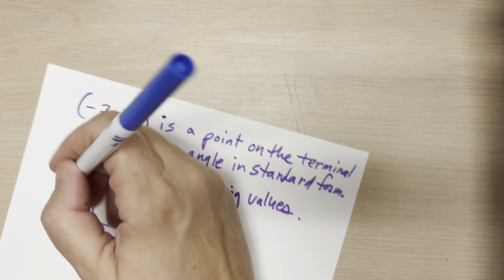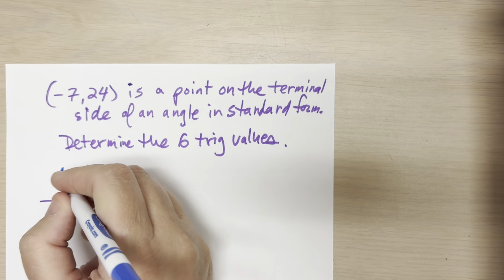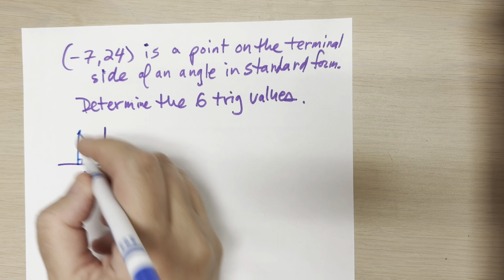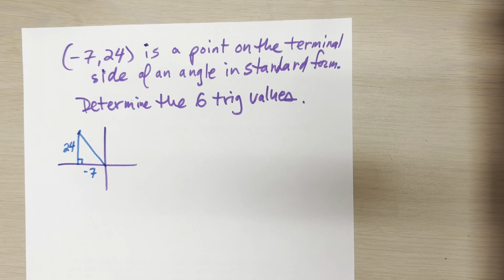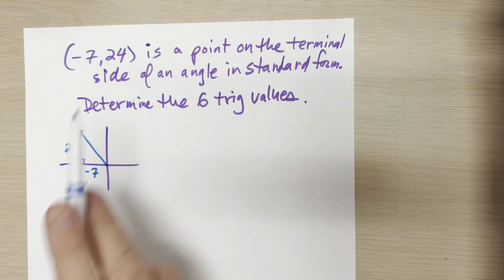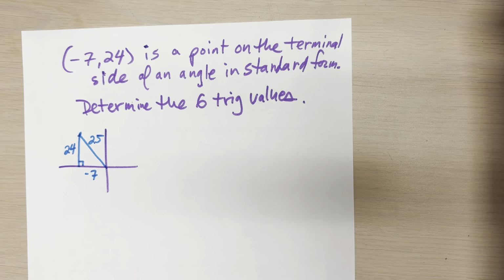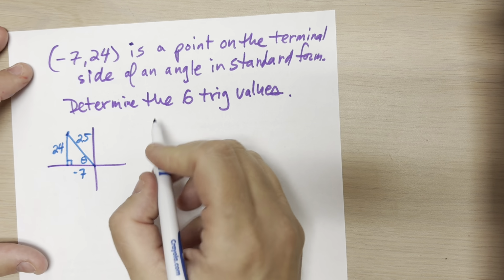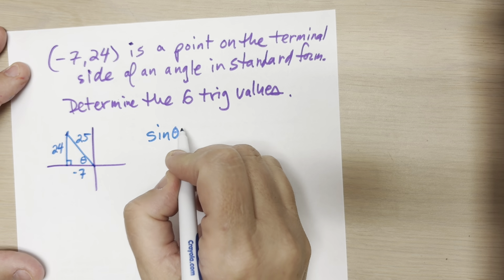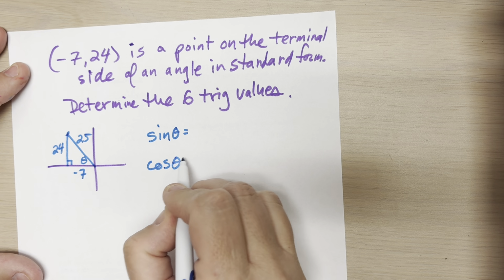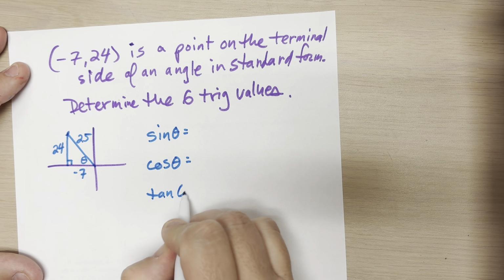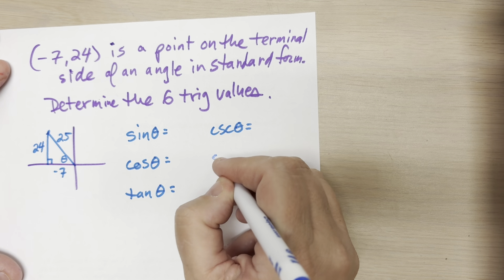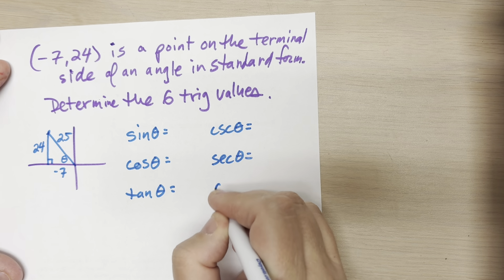(-7, 24) is going to be somewhere around here, not to scale at all. And I'm going to label my side lengths. So here's -7, here's 24. Hopefully you remember the triple, 7, 24, 25. If not, Pythagorean theorem will do it for you. Here's my theta. So I need to figure out sine. I need to figure out cosine, tangent, and then all of their reciprocals. Cosecant, secant, and cotan.